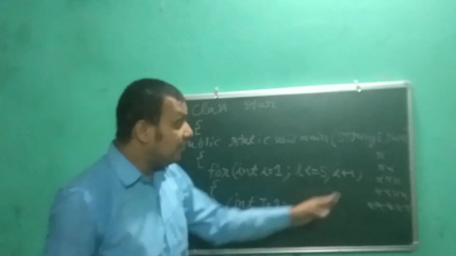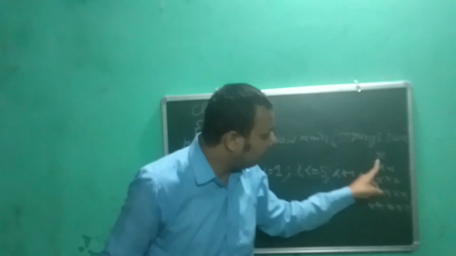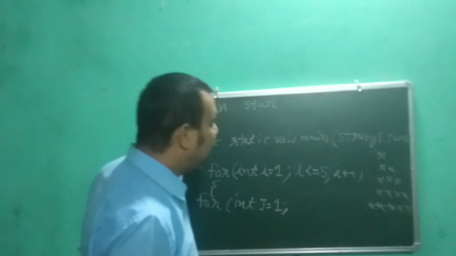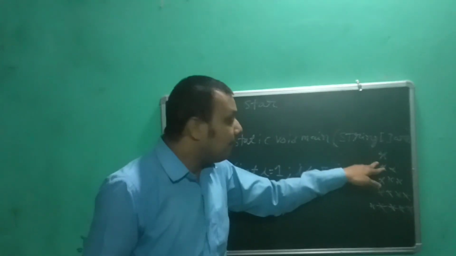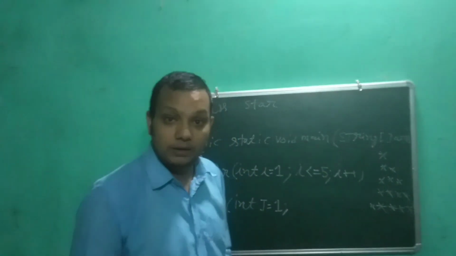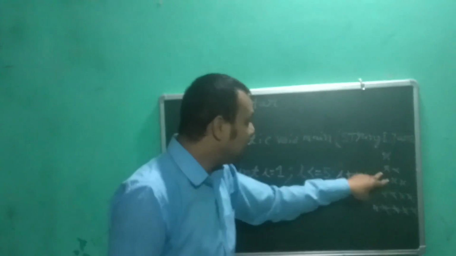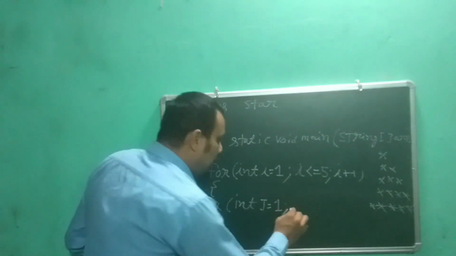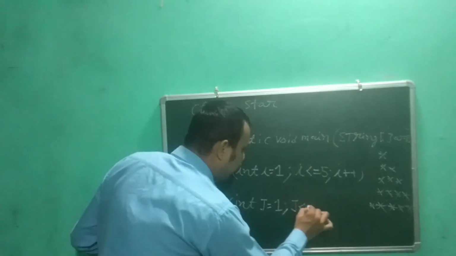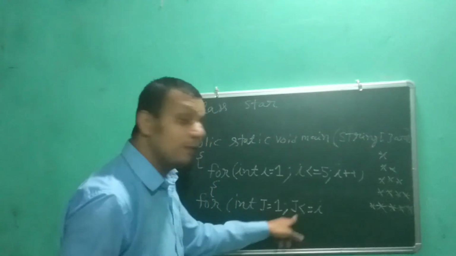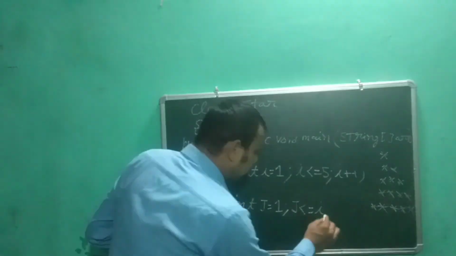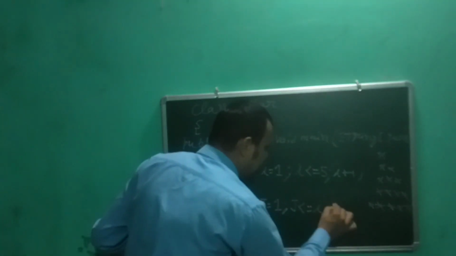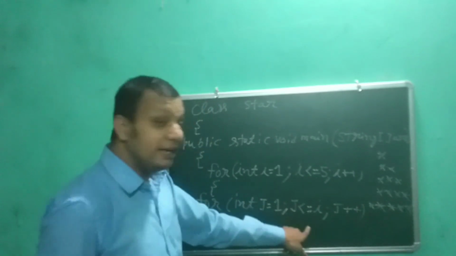But 1, let's guess this pattern. In the first line 1 printed, in the second line 2 printed. So what we observe from here, we observe that the number of stars are according to the number of line. Line number 1, 1 star. Line number 2, 2 star. So this j should depend on I. So the maximum value of j should be equal to I. J should not be greater than I, because in second only 2, in third only 3. So it can't be more than that. J plus plus. This is condition.